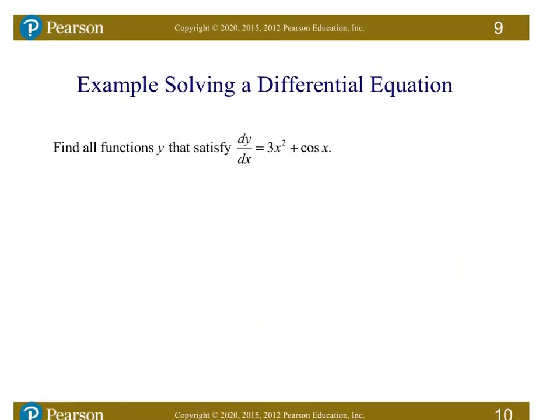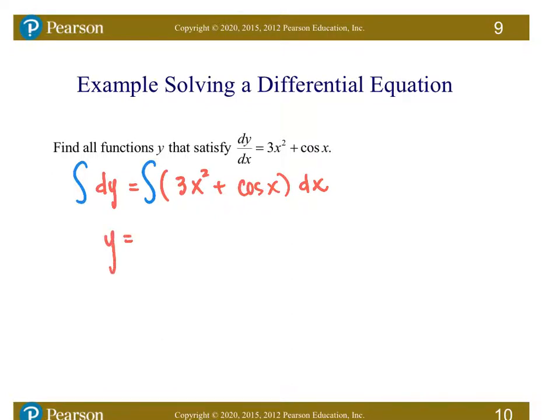So if we're going to solve the following differential equation, our first step has to be to separate. And by separating, that means putting the right side in parentheses and tacking on the dx. Okay, that's the separation of variables. Then you can integrate both sides.